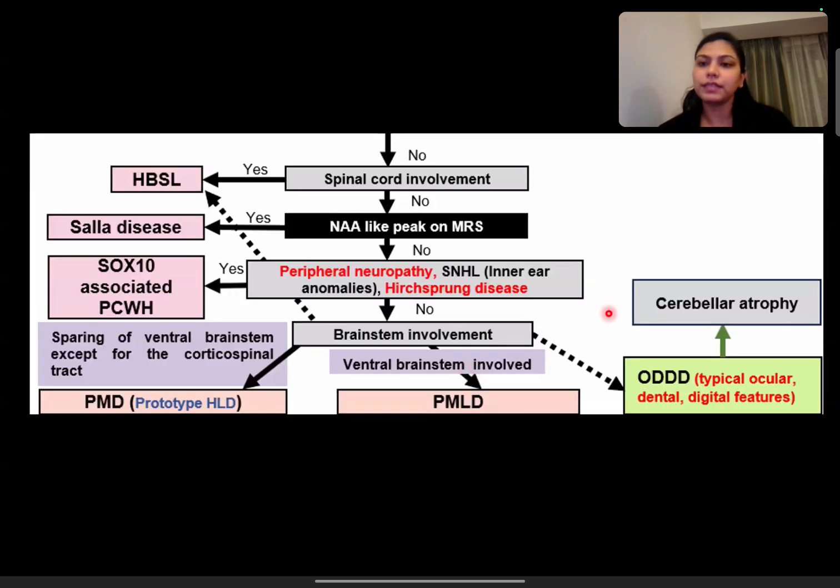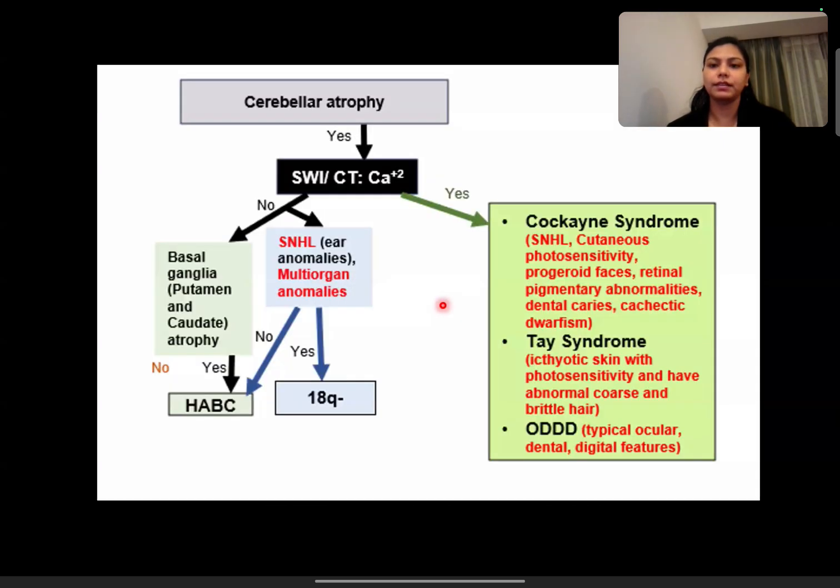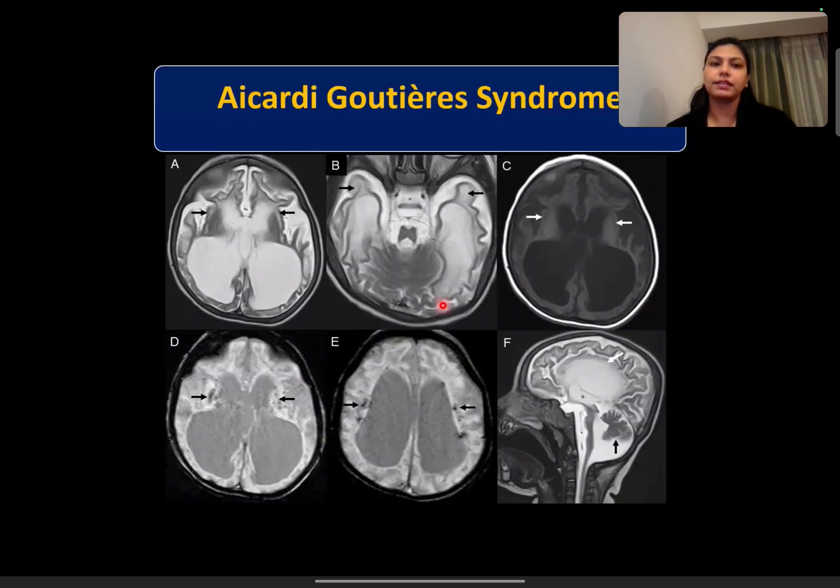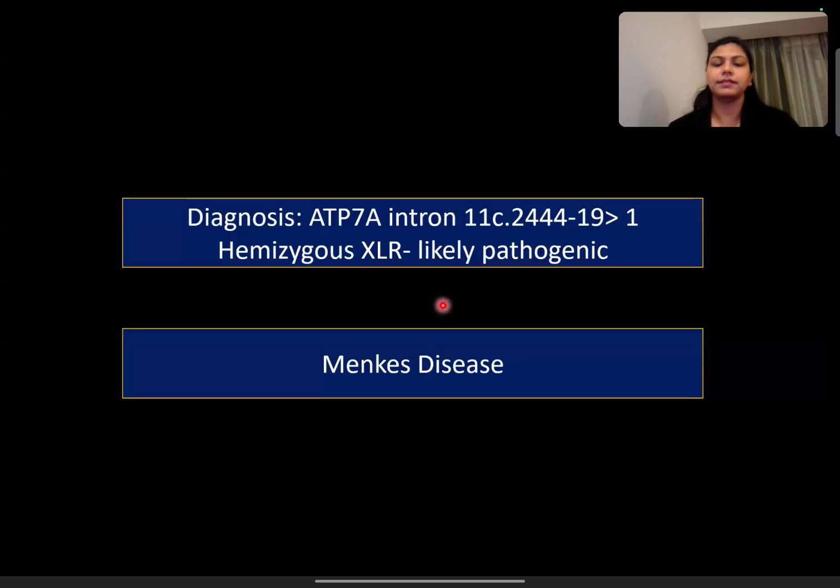Let's answer what was the case of hydrocephalus. That was Aicardi-Goutières syndrome. I think you're talking about this case. So this was Aicardi-Goutières. This is the case of TORCH, and this is a case of Menkes disease.